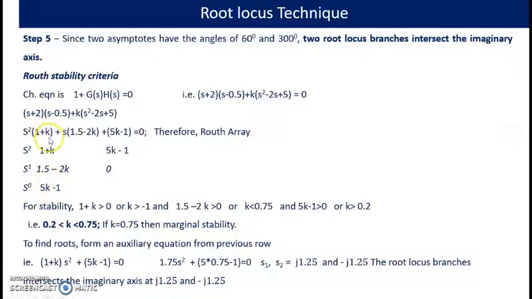So form an auxiliary equation from the previous row, that is (1 plus K) s square plus the alternate coefficient 5K minus 1 is equal to 0. Put K is equal to 0.75 for marginal stability, and the roots are j1.25 and minus j1.25. So the root locus branches intersect the imaginary axis at these 2 points. For the marginal stability, the roots are on the imaginary axis. So we'll get that imaginary axis crossing point.